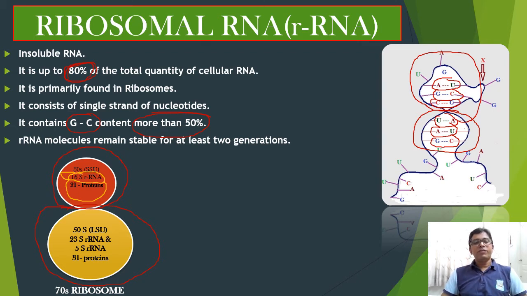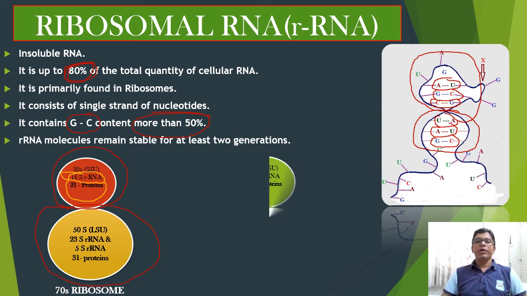Coming to the 50S subunit, or LSU, it consists of two types of RNAs: 23S RNA and 5S RNA. It contains 31 different types of proteins, particularly L type of proteins. L proteins are present in the large subunit of 70S type of ribosomes.